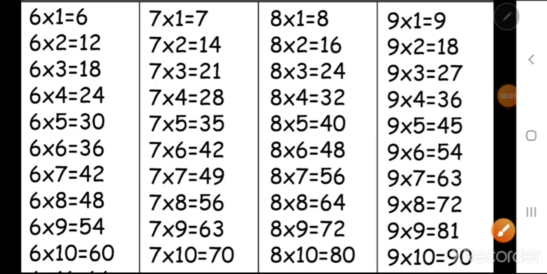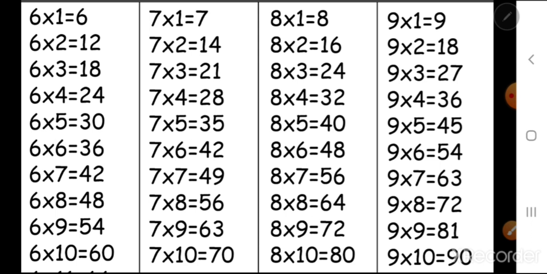Children, repeat the table after me. Okay? 6 ones are 6. 6 twos are 12. 6 threes are 18. 6 fours are 24. 6 fives are 30. 6 sixes are 36. 6 sevens are 42. 6 eights are 48. 6 nines are 54. 6 tens are 60. Table number 7.